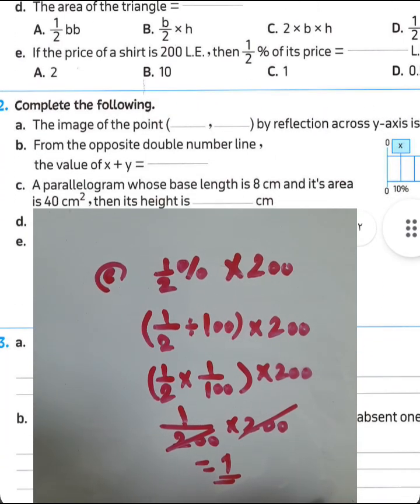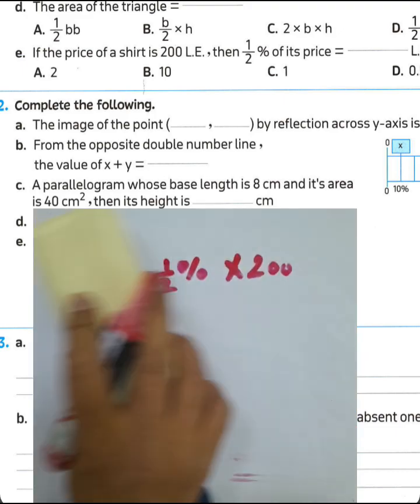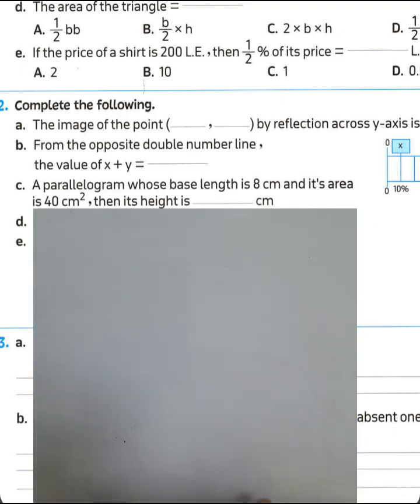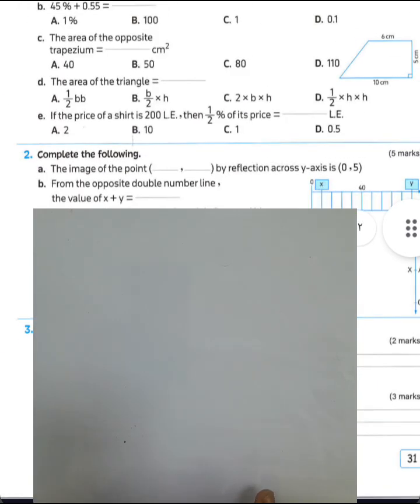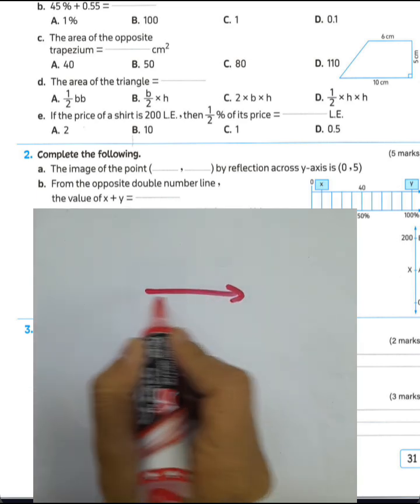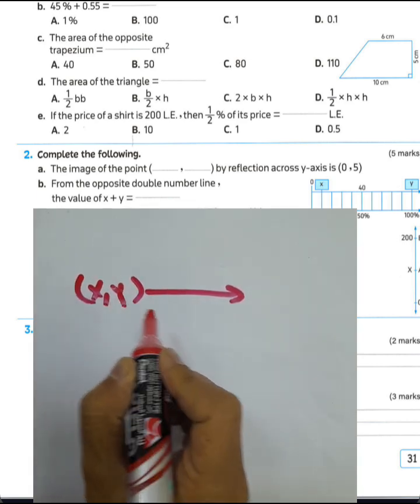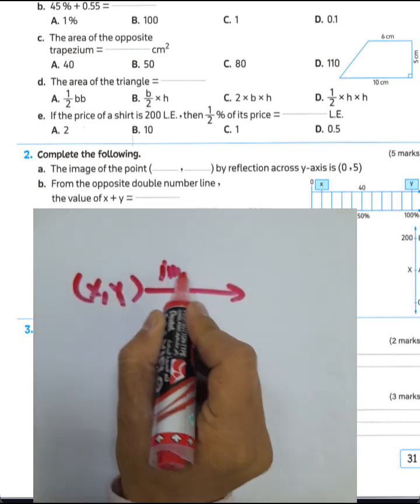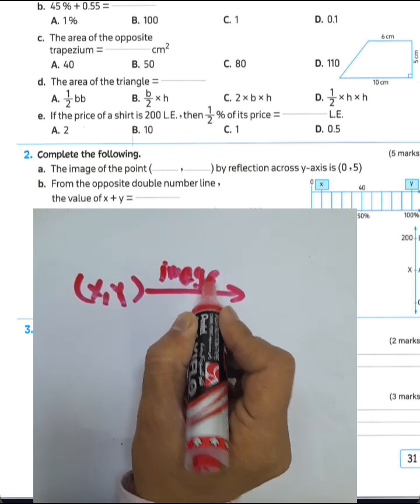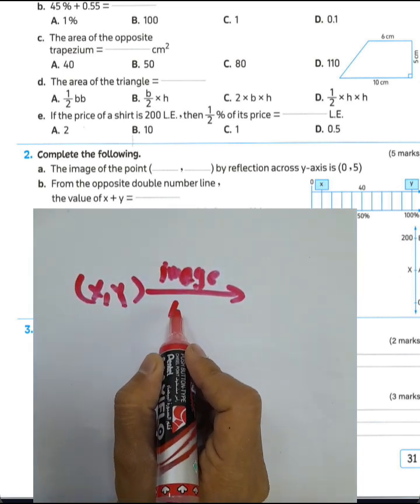Next example, complete. The image of the point after reflection across the y-axis is 0 and 5. Okay. Look with me at this rule. It's the rule about finding the image of a point across the y-axis.